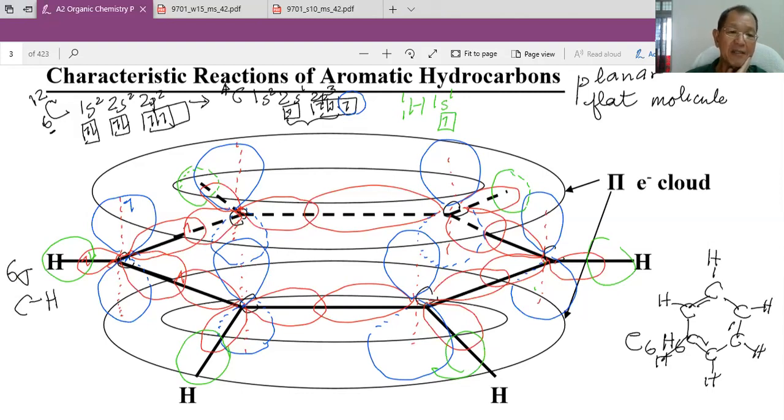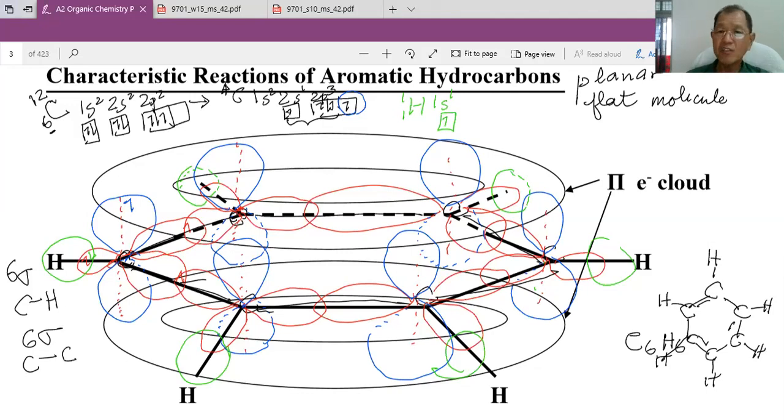Now the carbon and carbon here: 1, 2, 3, 5, and 6. So there are 6 sigma bonds for the carbon-carbon single bonds. Let's talk about single bonds first. So there are 6 sigma CH bonds and 6 sigma C-C single bonds.